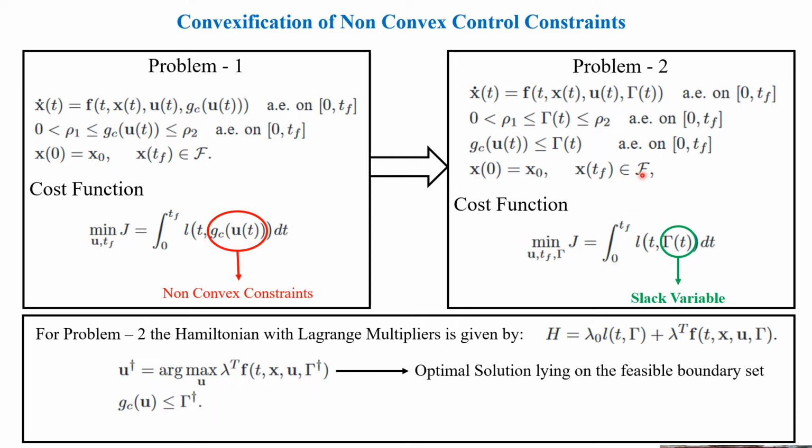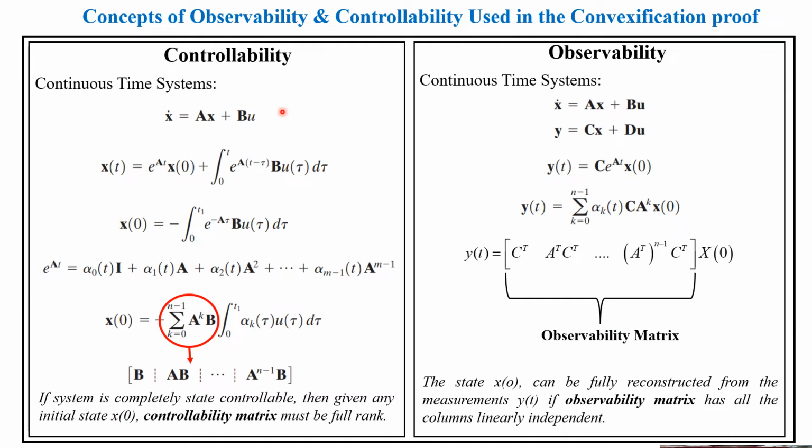Now the process of this convexification involves various proofs, wherein we will use the Hamiltonian function for the optimization, etc. So we will try to explain how these proofs of convexification using linear algebra are explained in this paper. So let's go step by step. There are a few concepts of controllability and observability which are involved in the paper.